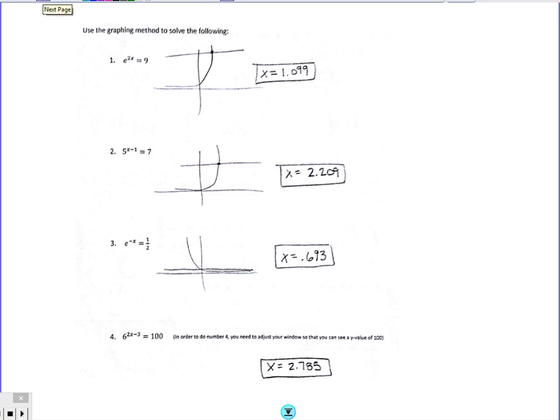Okay, last night's homework, you can check your answers. So let's see if you got those.